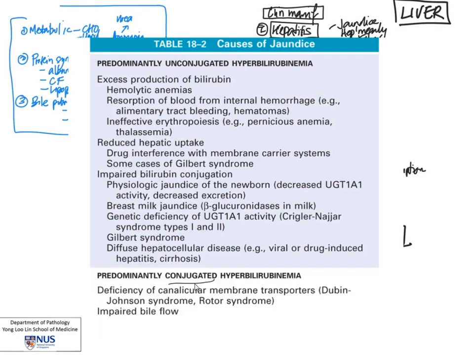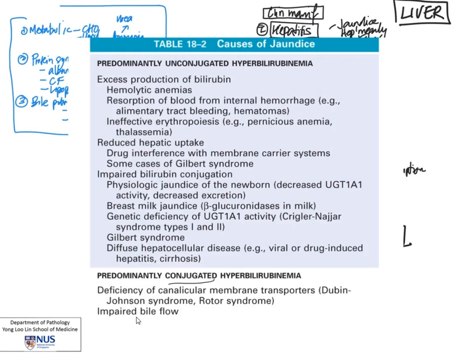Now, for the predominantly conjugated hyperbilirubinemias, the causes can again be at the level of the hepatocytes. Now, canaliculi are the structures through which the bilirubin is actually excreted, eventually going to the very small bile ducts, bile ductules, and then the bile ducts proper, and then going into the common bile duct and into the gut. That's how the bilirubin is excreted. So if there are abnormal canalicular membrane transporters, then the conjugated bilirubin can get stuck in the hepatocytes.